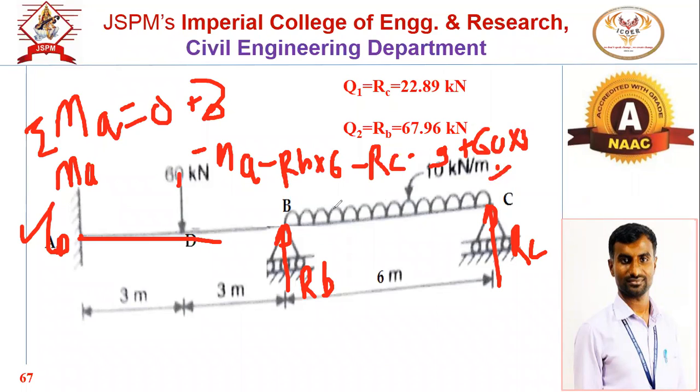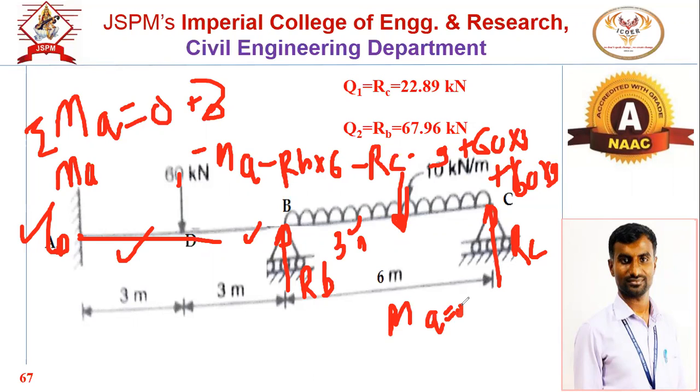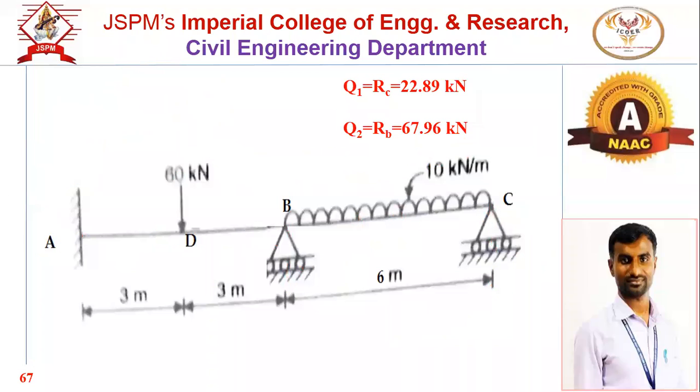Then plus moment of this UDL about A will be clockwise. So convert this UDL into the point load: 10 into 6, 60. It will act at a distance of 3 meter. Means 60 into 3, plus 60 into 9. If you simplify further, you will get moment at A. The funda is summation of moment at point A equal to 0. That is the logic we have studied in mechanics.